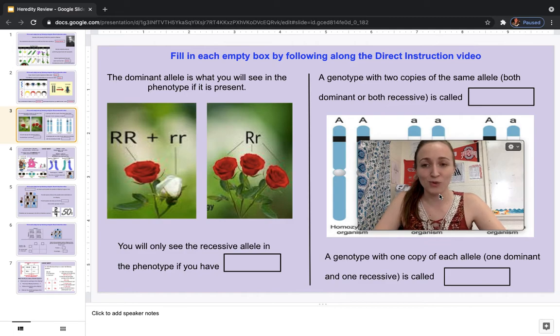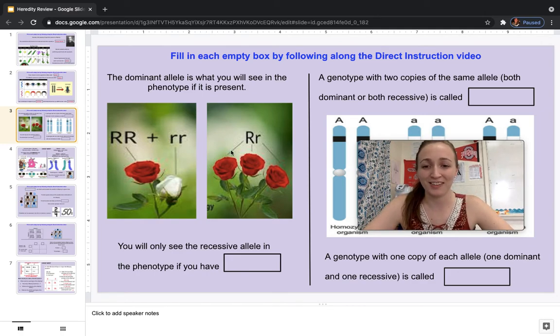Now, like I said, we get two alleles, one from each parent. So you get one allele from your mother, one allele from your father. They can be either dominant or recessive. We remember the dominant allele we represent with a capital letter, and the recessive allele we represent with a lowercase letter. So as long as you have just one dominant allele in the genotype, you are going to see that dominant version in the phenotype. So what do I mean by that?